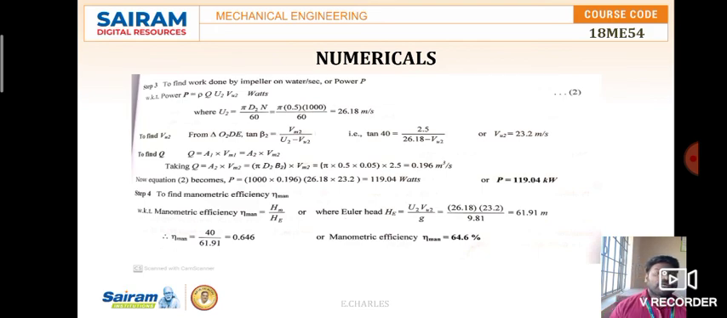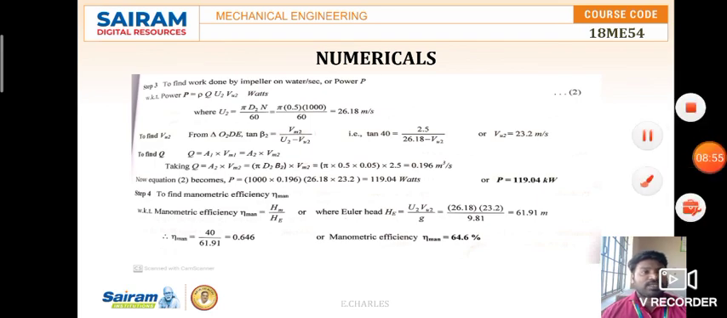Finally you can find out the manometric efficiency. For Euler head, the formula is U2 Vw2 by g. With that, Euler head is found out. Finally, manometric efficiency is taken as 64.6%.